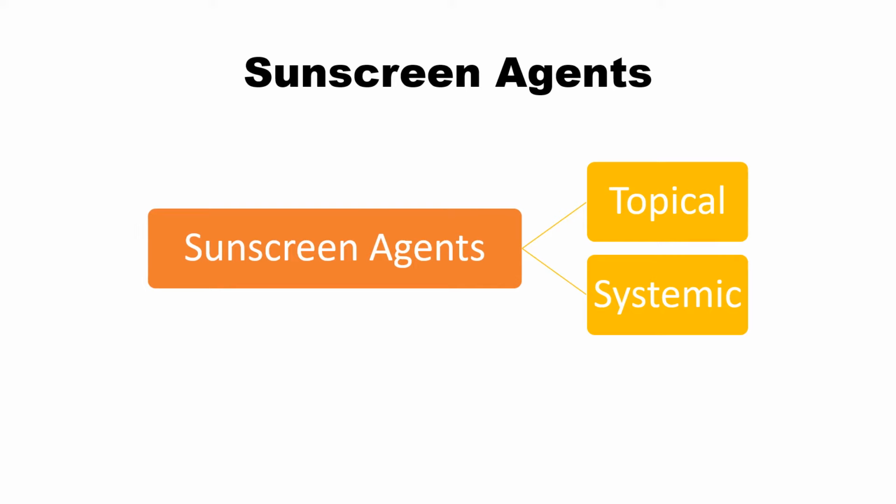Basically, all the sunscreen agents are divided into two parts. First is the topical and second is the systemic part. As the term indicates, systemic goes into the blood circulation, whereas the topical substances remain on the surface of the skin and are absorbed from the skin.